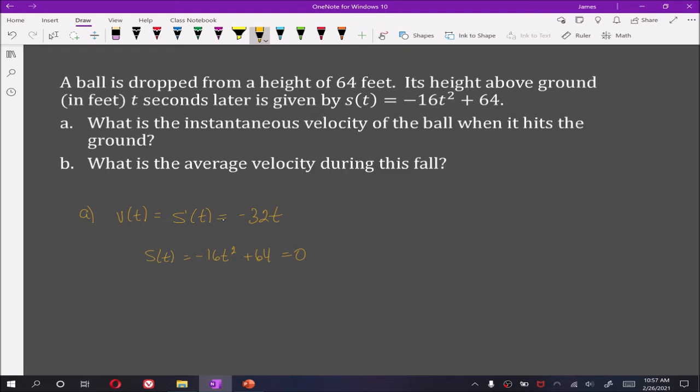Right? Because ground level would be a height of 0. We can divide by that negative 16. We'll be left with t squared minus 4 is equal to 0. And from here we get t is either plus or minus 2. However, time has to be non-negative. So we take time equals 2. So it takes 2 seconds to hit the ground.